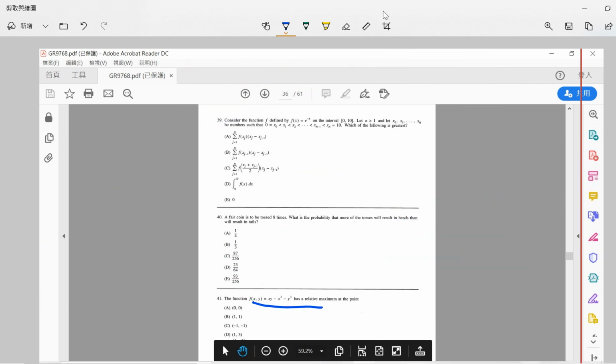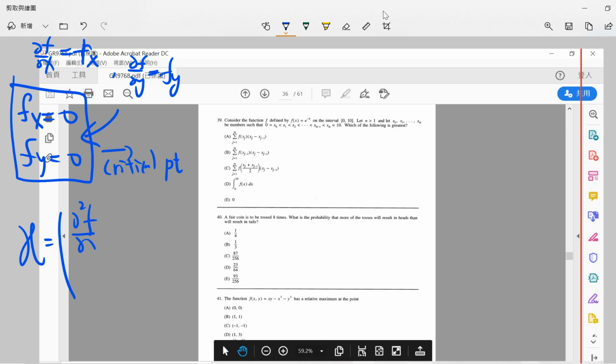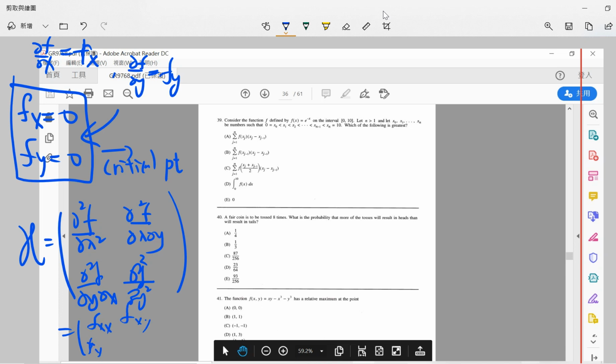Okay, and this function has a relative minimum. So basically, let me remind you guys, I already wrote it many times. The critical points happen where the partial derivatives are zero. I call the partial with respect to x fx, and the partial with respect to y fy. This will determine the critical points. Then you can compute a Hessian matrix, which is fxx, fxy, fyx, fyy.